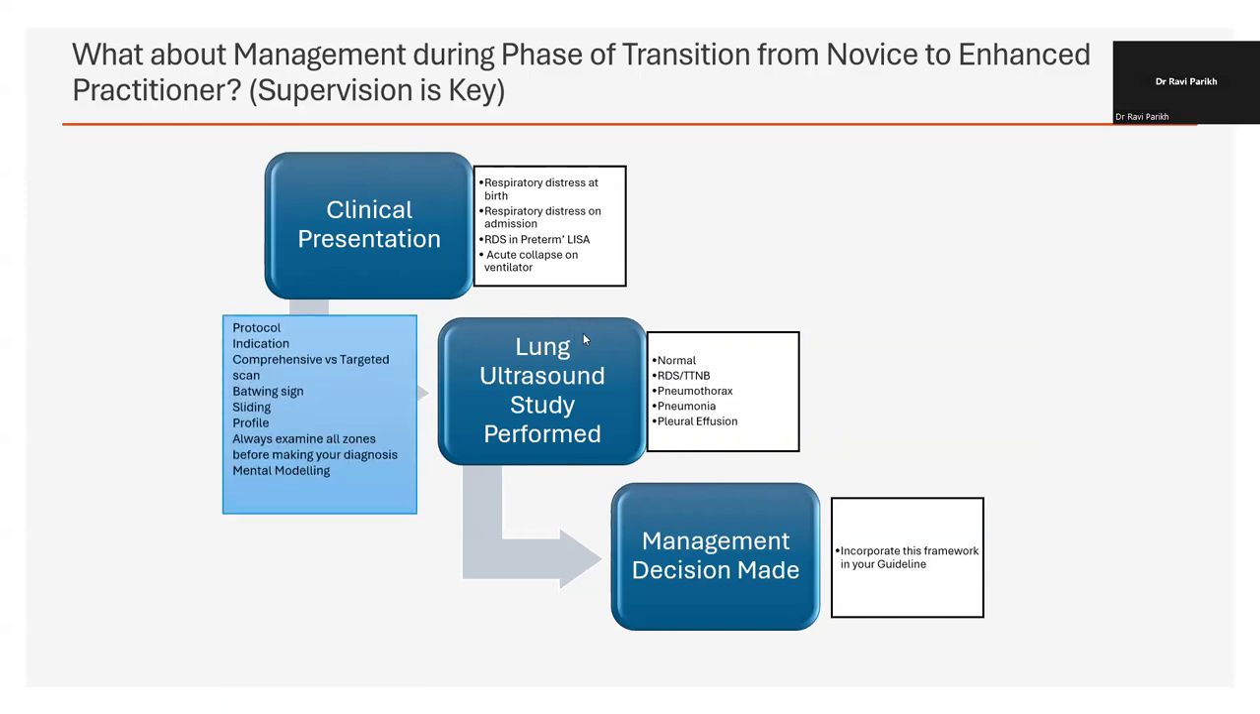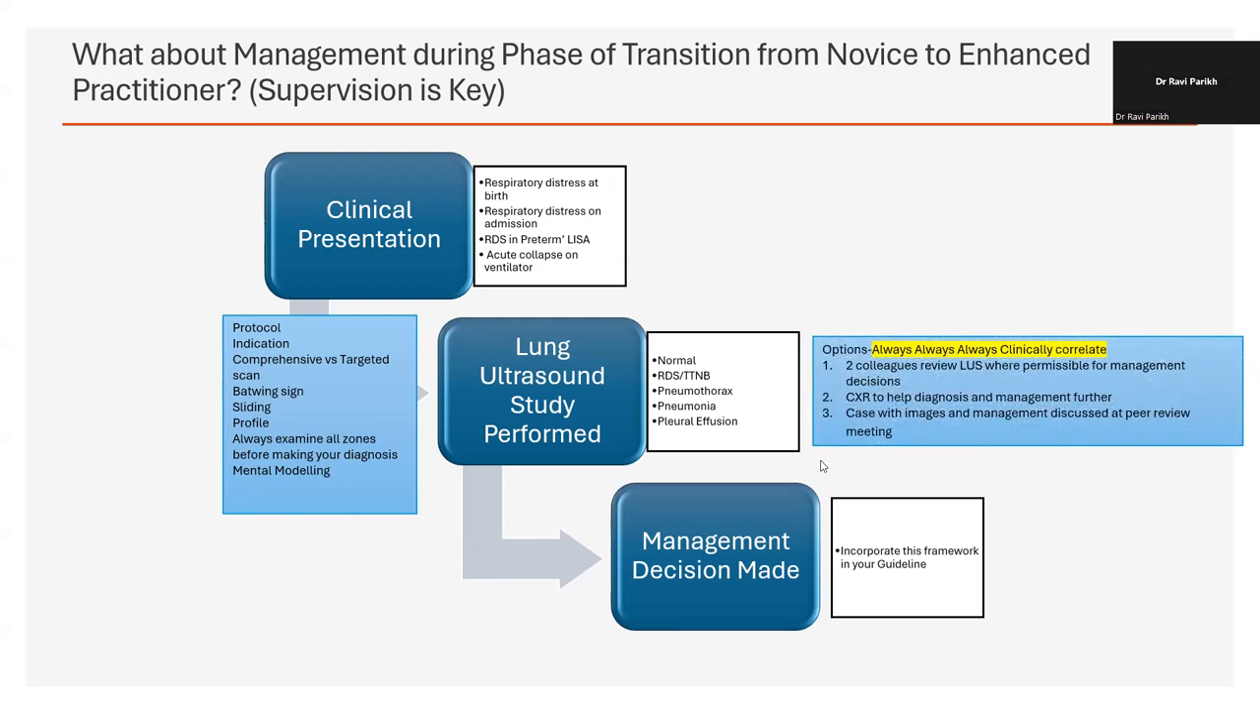And there are different protocols. There is the SAFER protocol, which Nadia will talk to you about. There's the BLUE protocol that I will talk to you about. And really, by espousing those protocols and following them, you keep yourself protected. Having a structured mechanism of why you're doing the scan, the need for whether it's comprehensive or targeted, sticking to that structure of the bat wing sign, lung sliding, the profile, always examine all zones if you have not got an answer to your question. Make sure that if you're confused, you phone a friend, clinically correlate before the diagnosis, and mentally model. And my experience is you will rarely be wrong.